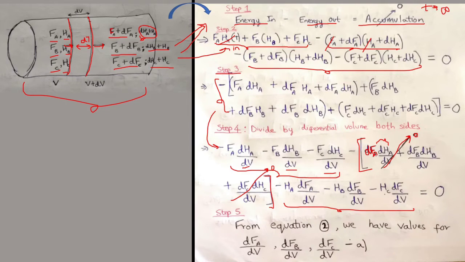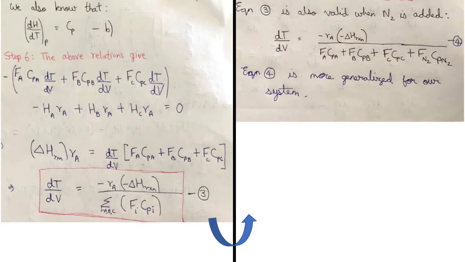So in step 5 we will see that we know the values of dFA by dV from our design equation, and we'll call it A, and we also know that the specific heat capacity Cp for a component is equal to the change in enthalpy of that component with respect to temperature at constant pressure. And we know that these conditions are satisfied in our case, and hence when we substitute values from A and B, we get this equation.